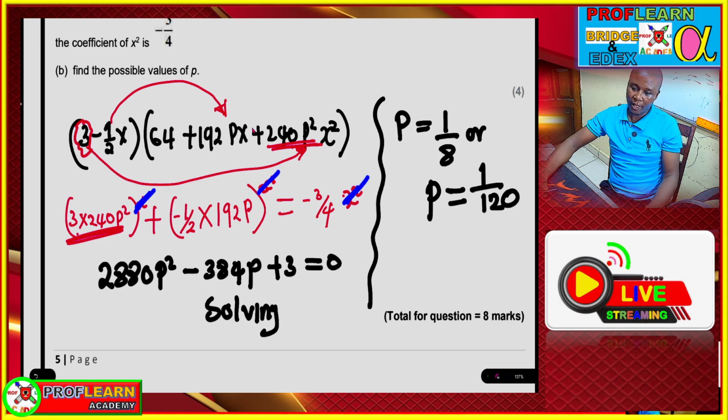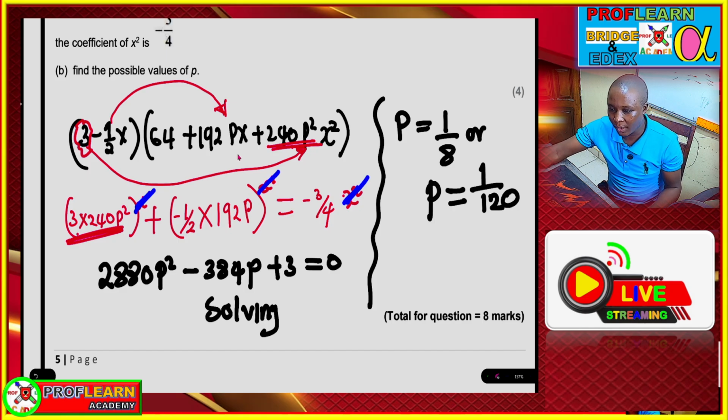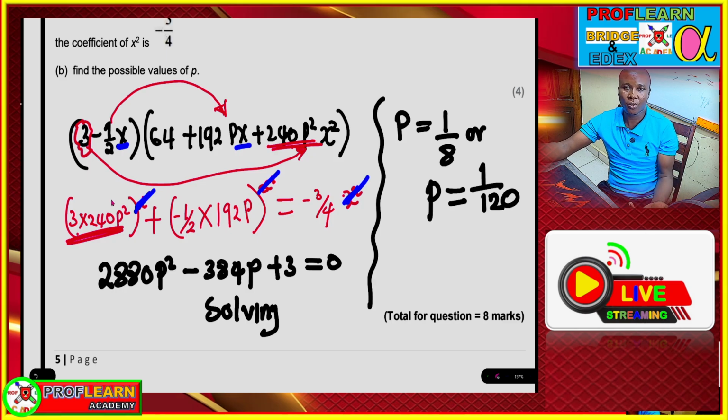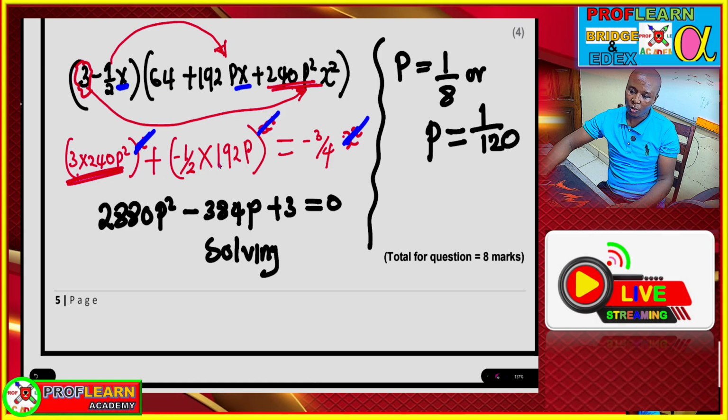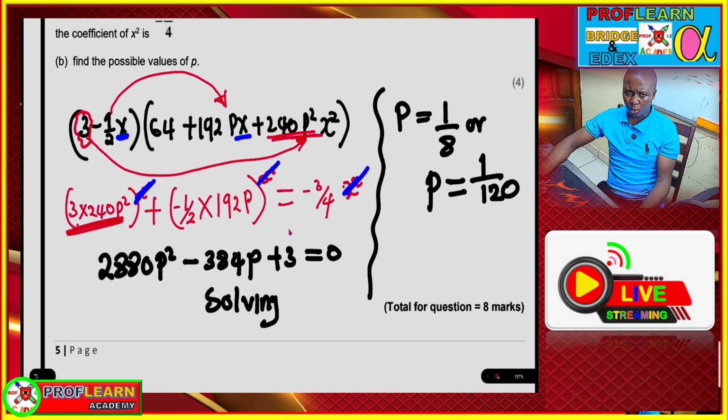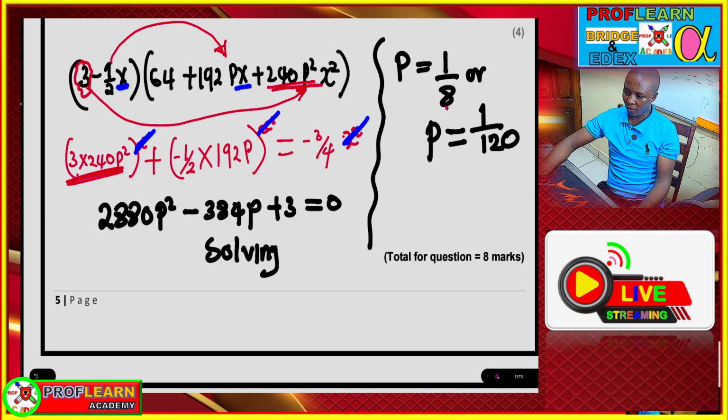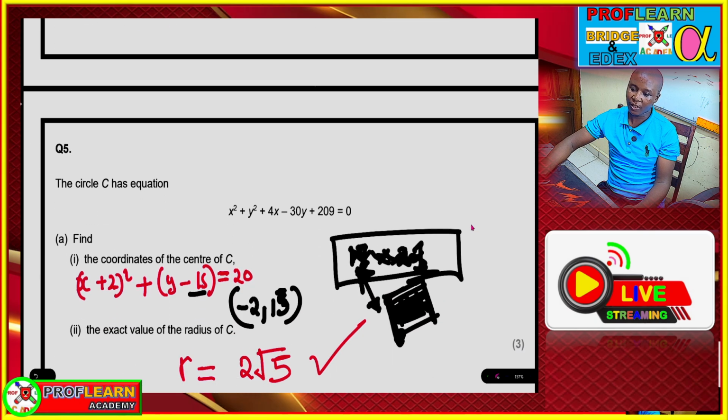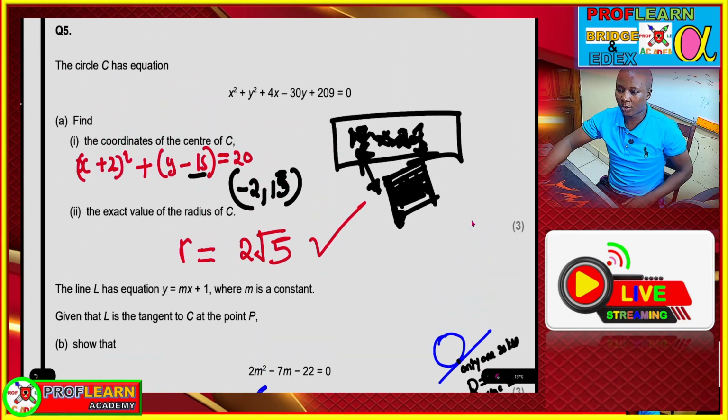All right, then you also check negative 1 over 2x. If you multiply x with this, it is going to give you a coefficient at the power of x squared. So ideally that's what we did, and then you add the two terms and say it is equal to negative 3 over 4, meaning that you are going to have a quadratic equation in terms of p. Now solving this quadratic equation, you get p equals 1 over 8 and p equals 1 over 20, and then we are done with that particular question.